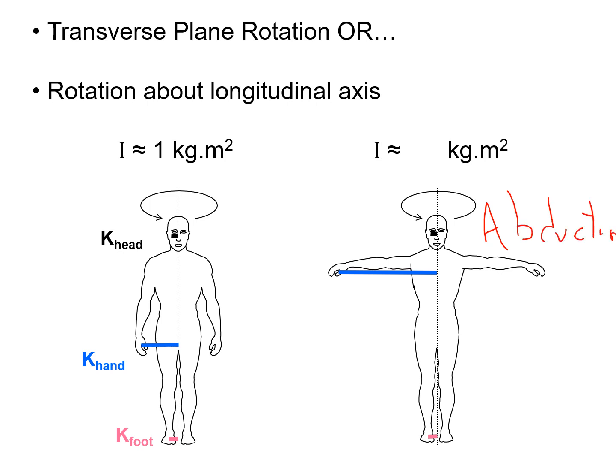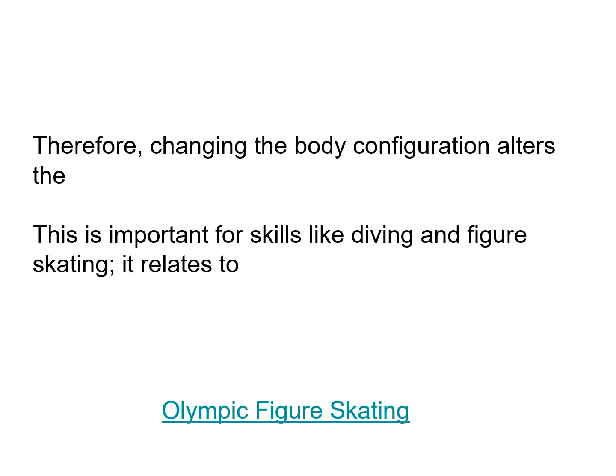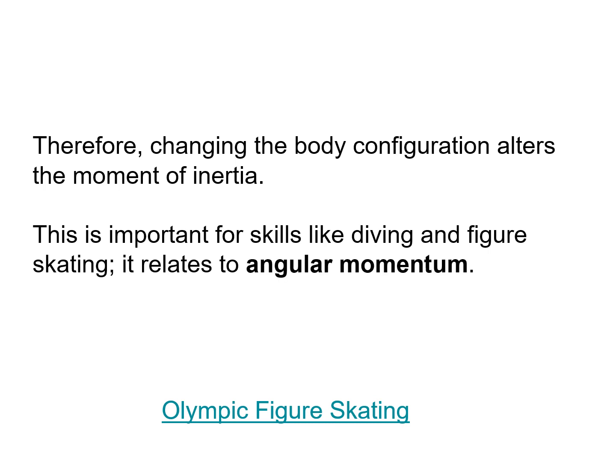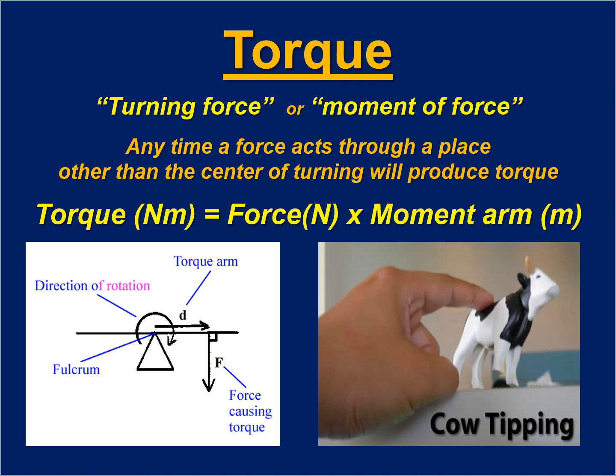Okay, we are going to increase that moment of inertia in our transverse plane. So once again, if we wanted to decrease that, they may adduct their arms so that they're closer together. So it's going to decrease that moment of inertia, so then increase our angular velocity. Therefore, changing the body configuration alters the moment of inertia. This is important for skills like diving, figure skating, and it relates to angular momentum. So let's talk about that again.